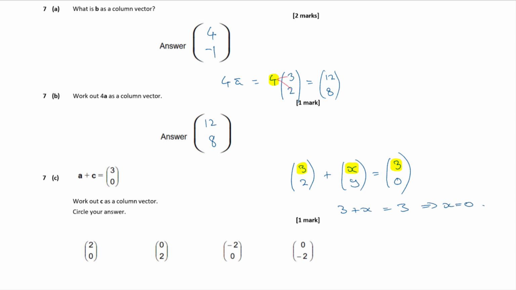Okay, and then the other one, I've got 2 plus y, and that's equal to 0. Okay, so I've got 2 plus y equals 0. So what does that make y then? Y must be negative 2. Okay, so which one is it? It's got to be that one there. Then there's an x is 0, y is negative 2.